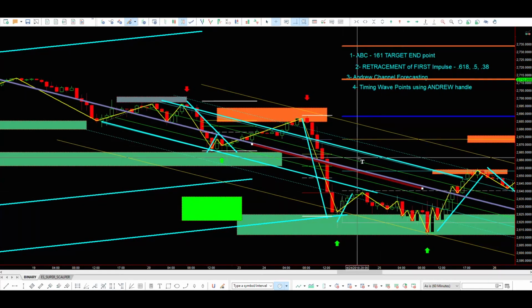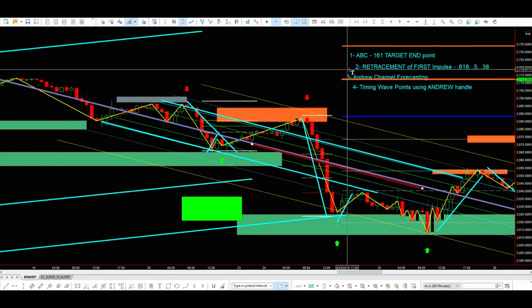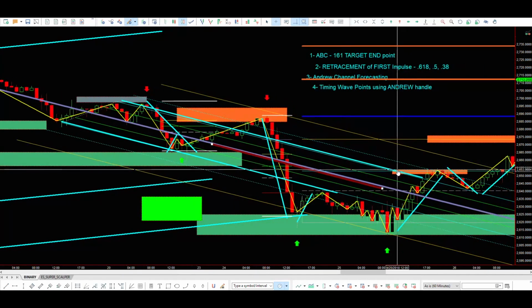So law 1, ABC target, yes, it was there from the 999 target from the way on the top. This is the terminal point. 2, retracement. Is there a retracement here? Okay, let's check.